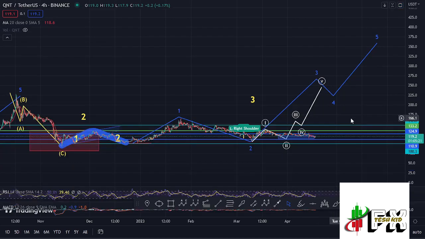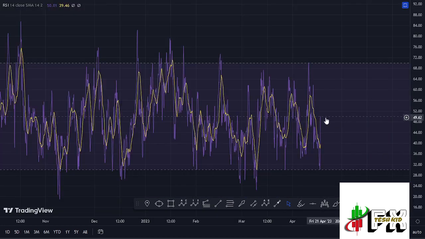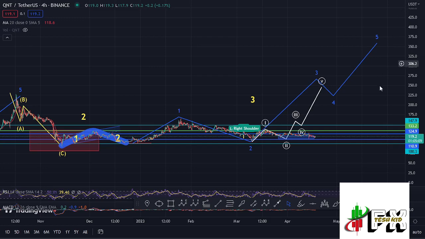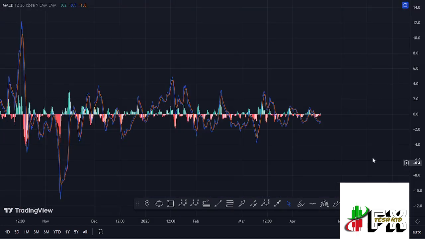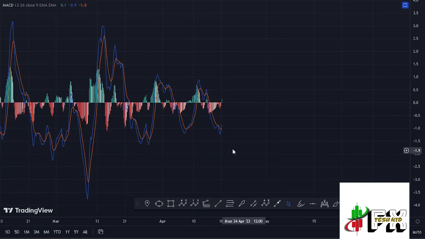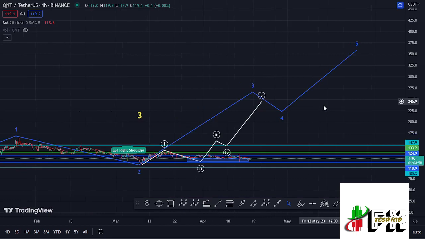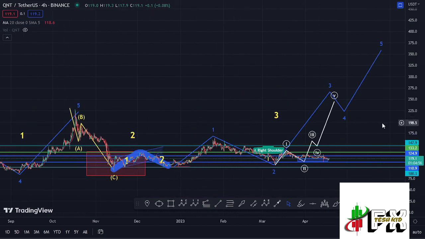So that is what I'm expecting here on the short-term scenarios and also on the long-term scenarios. Taking a look at the indicators, on the RSI we are trading at around the 49 mark, meaning we have massive room for us to fully support higher prices. Also taking a look at the MACD, we have been able to print a bullish cross, fully supporting higher prices. So let's be patient and see how that plays out, and I'll be keeping you updated.